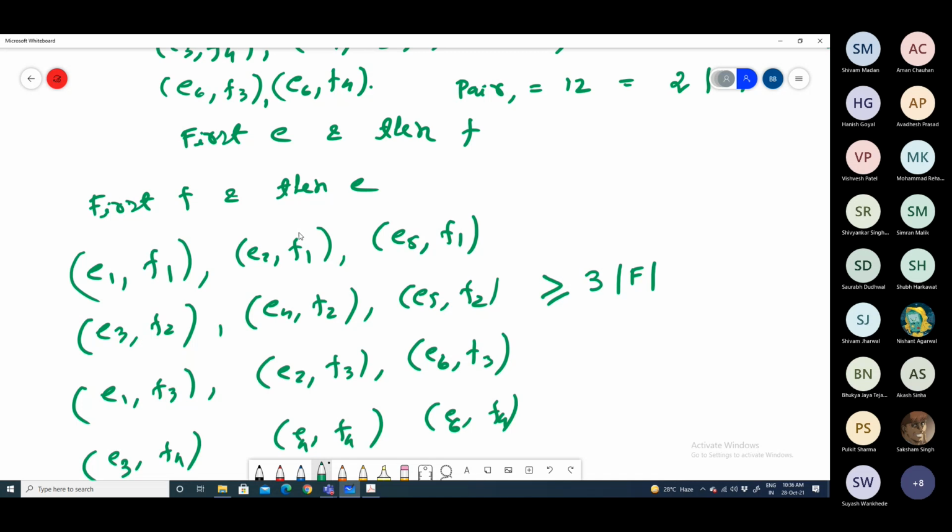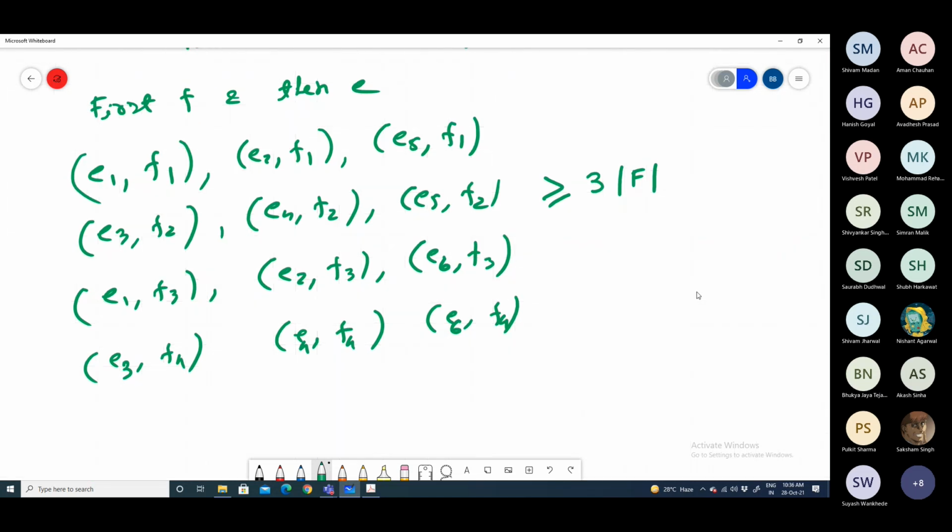This counting. Here we are getting exactly 3F if each region is bounded by exactly 3 edges. But it might happen that each region is bounded by more than 3 edges, right? Then it will be greater than or equal to 3.